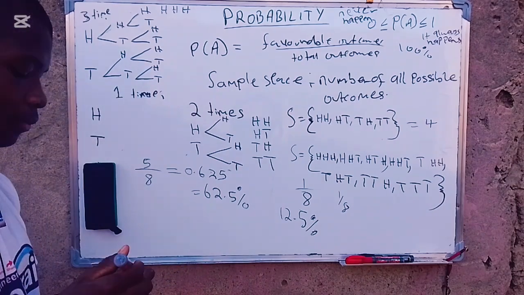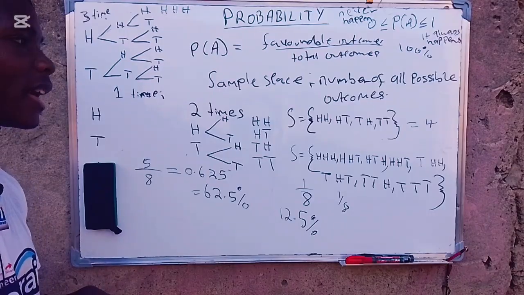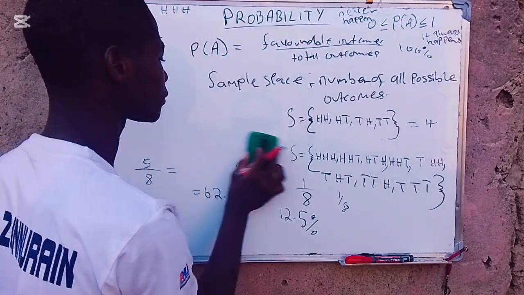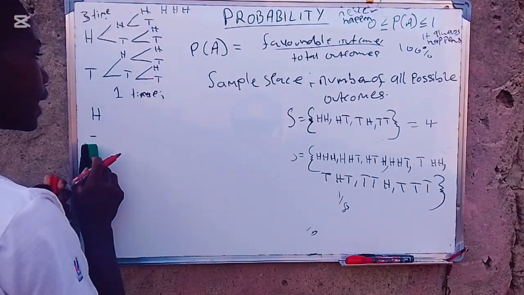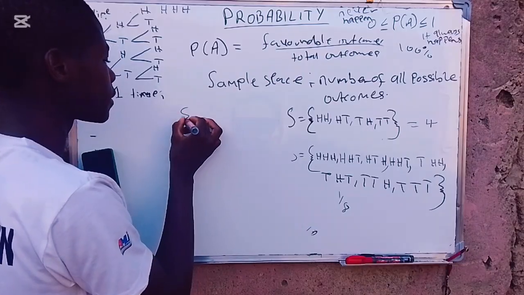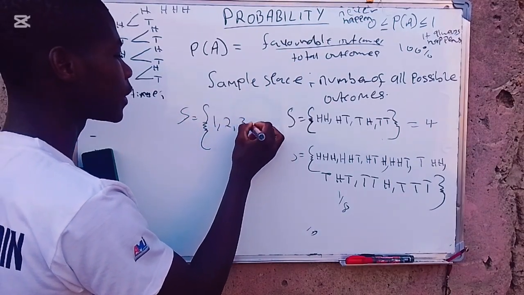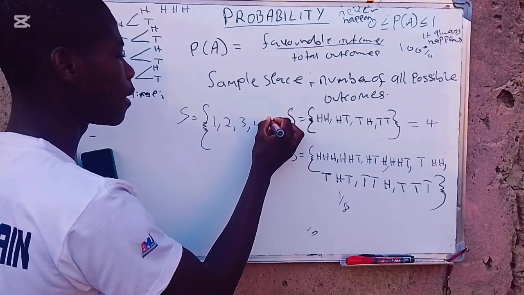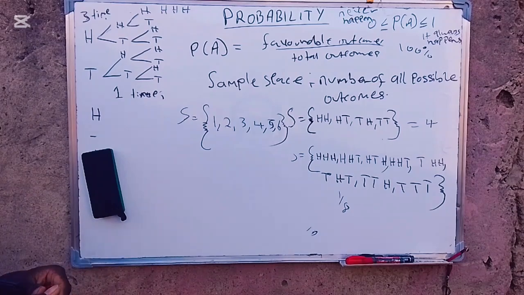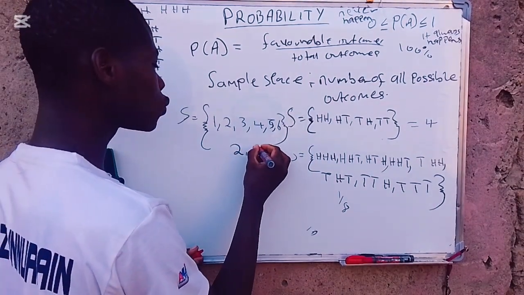Whenever you are given a coin or a dice, to find the probability, first let's take a look at a dice. The sample space, the total outcomes of a dice, is 1, 2, 3, 4, 5, and 6. Let's say the question says, what is the probability of at least getting 2 and 3? Probability of at least getting 2 and 3.